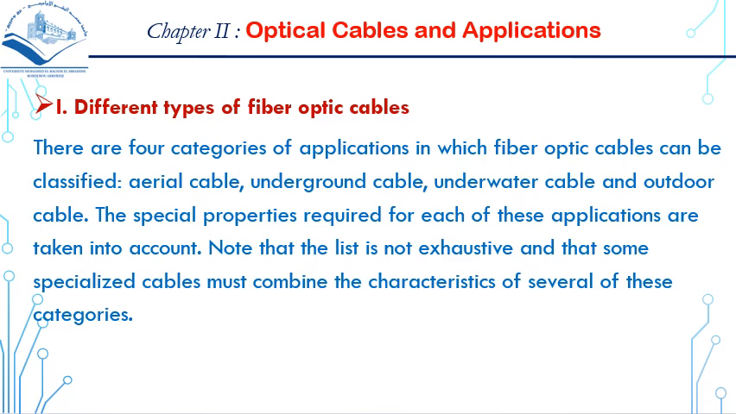Now, we will focus on the different types of fiber optic cables. There are four categories of applications in which fiber optic cables can be classified: aerial cable, underground cable, underwater cable, and outdoor cable. The special properties required for each of these applications are taken into account. Note that the list is not complete or exhaustive, and that some specialized cables must combine the characteristics of several of these categories.